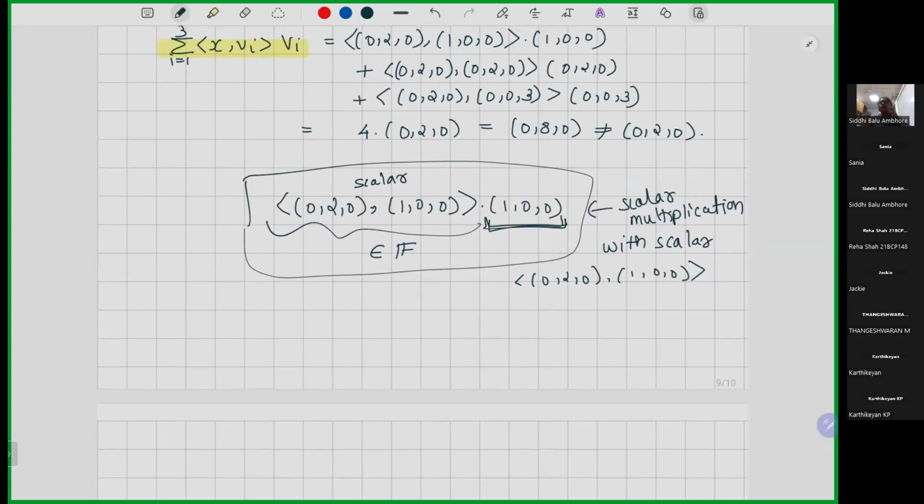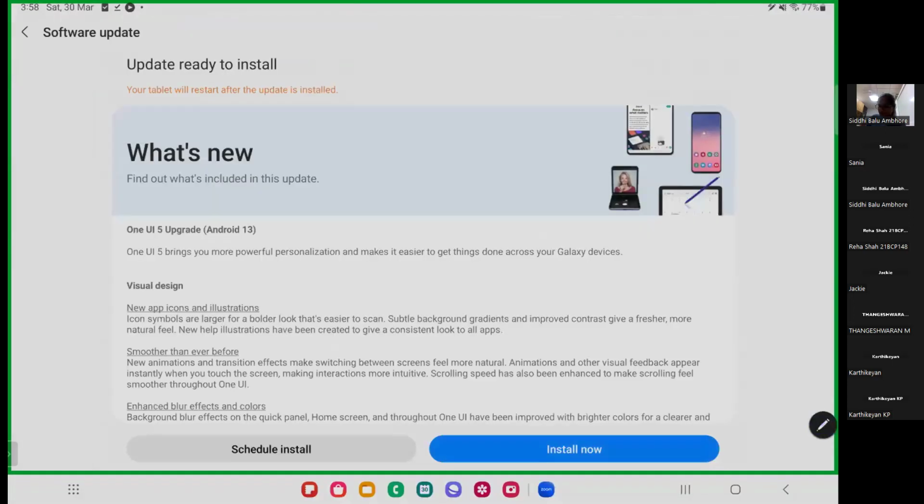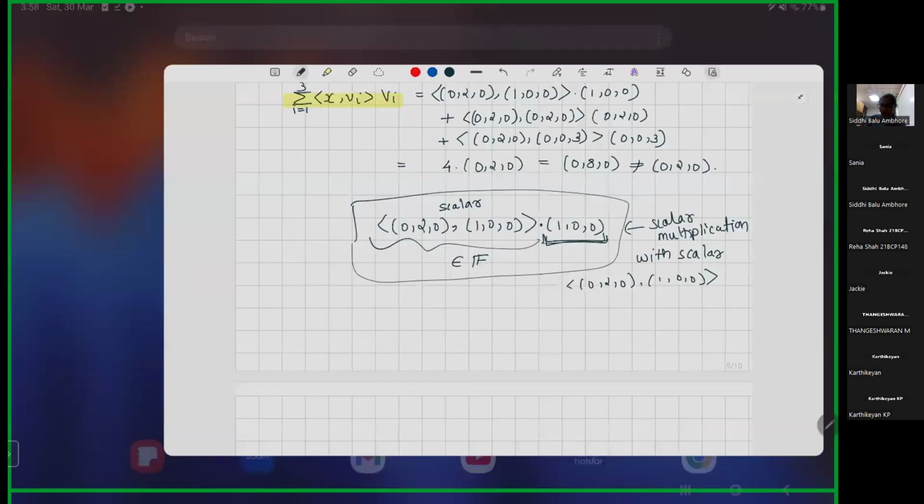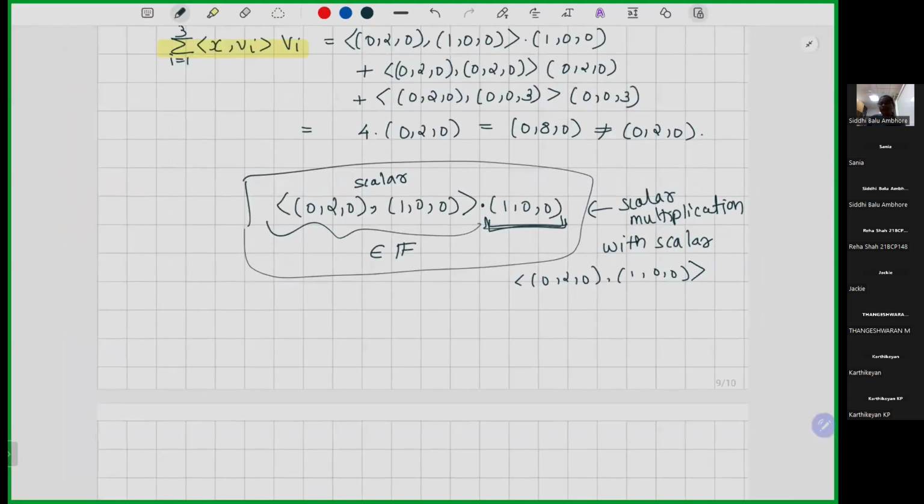So this is some scalar which we are multiplying with this element. It is not just like we can do this and then multiply it by this; that won't work. That is wrong. When we do this, the inner product is some scalar in our base field F. In our case, it was R. And then we are scalar multiplying it with this element (1, 0, 0). Is it okay?